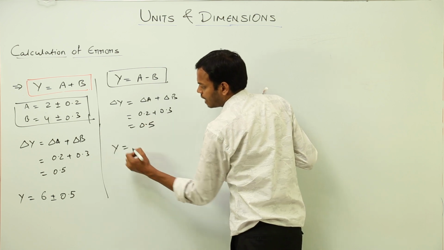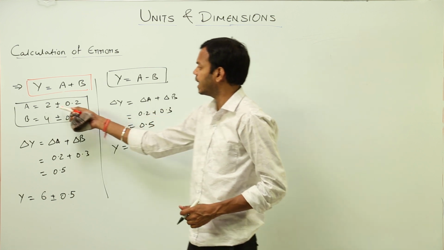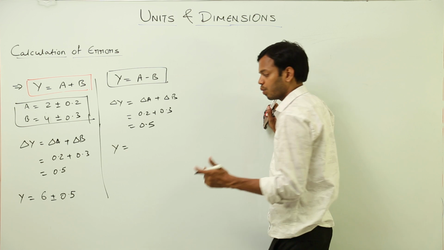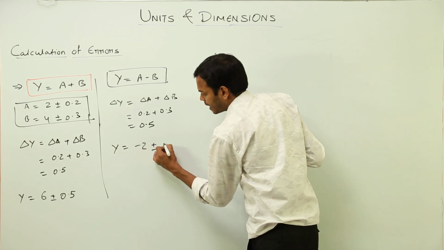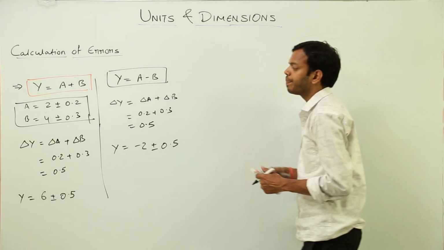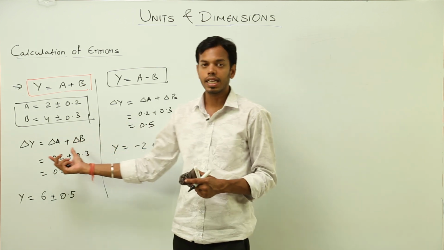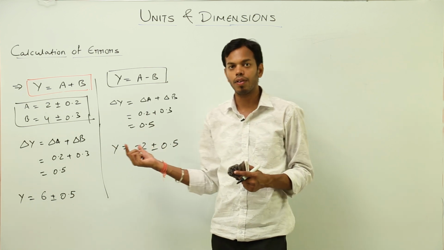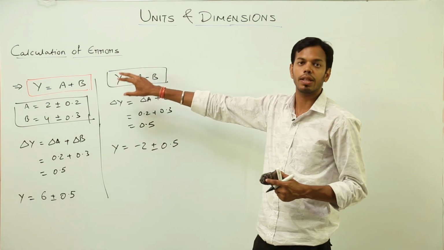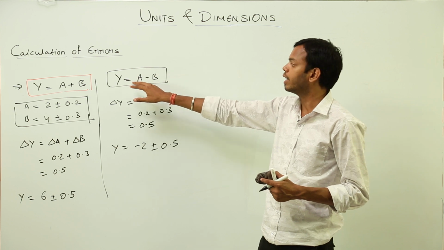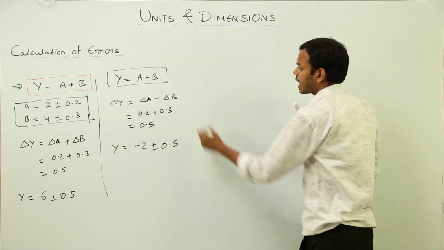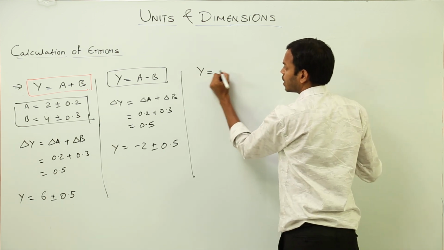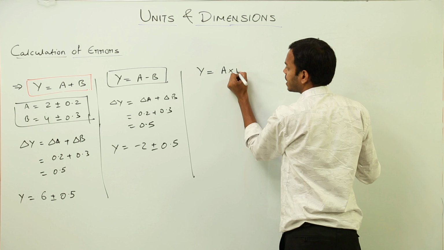But if I want to write the value of y, y is a minus b, a is 2, b is 4, so 2 minus 4 gives me minus 2. So y is minus 2 plus minus the error, which is 0.5. Got it? The difference here is that in addition and subtraction, errors are always added up, while the original or main value is calculated according to the given equation. Let's try out the multiplication. The given equation is y is equal to a times b.